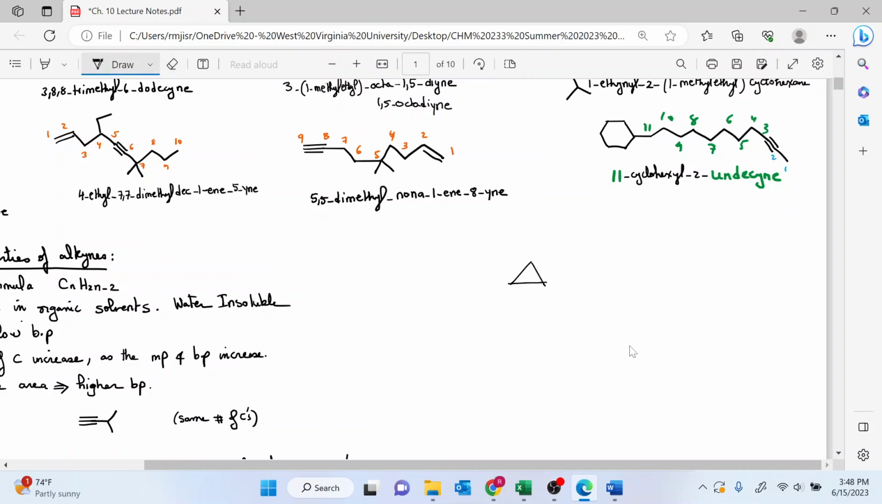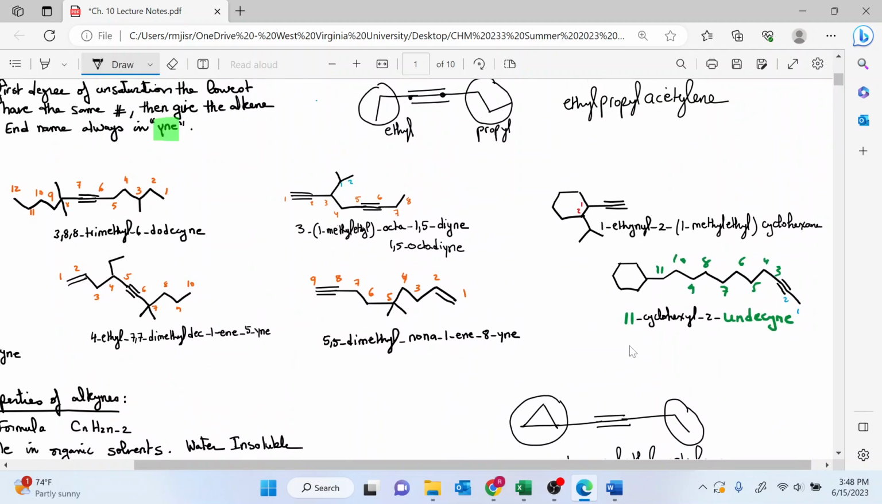Another example over here. So that is going to be an ethyl. This is going to be a cyclopropyl group. Cyclo comes first because of the C. So this is going to be cyclopropyl, ethyl, and acetylene. There are additional nomenclature problems in the problem set and in the notes over here, so please practice.